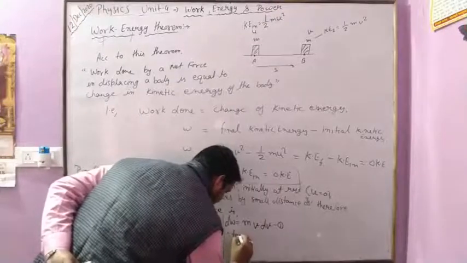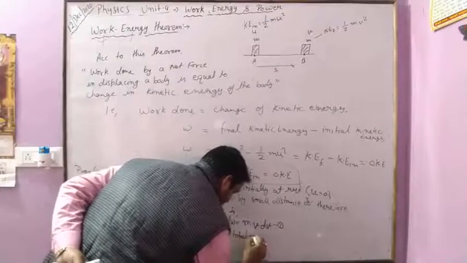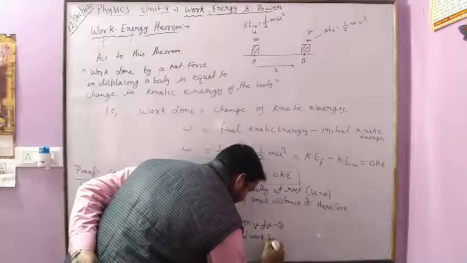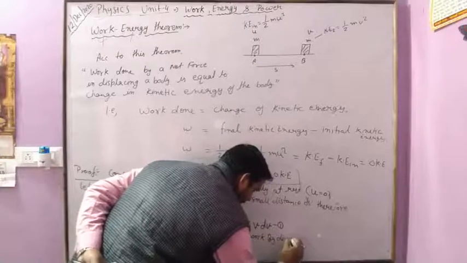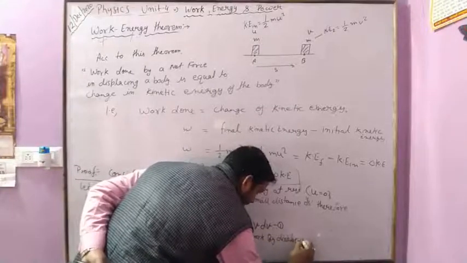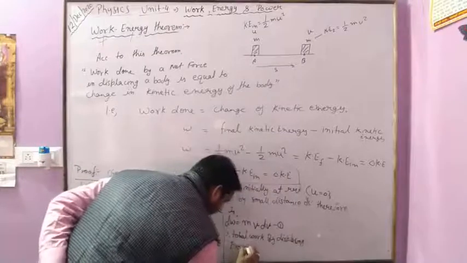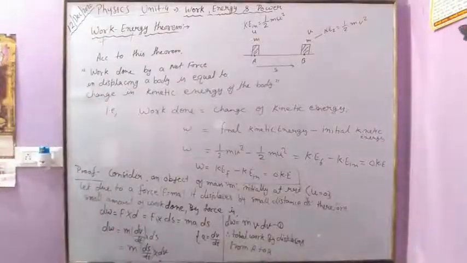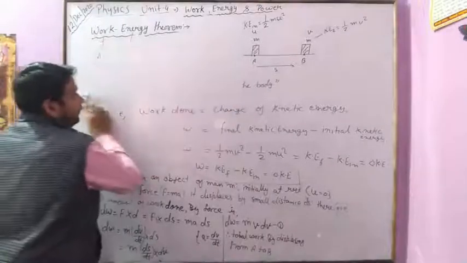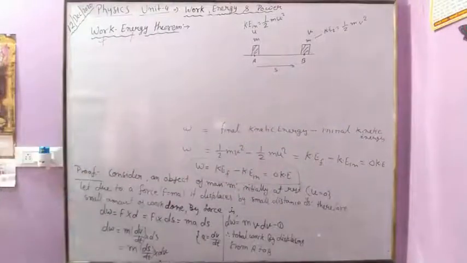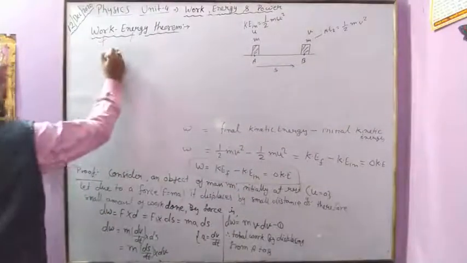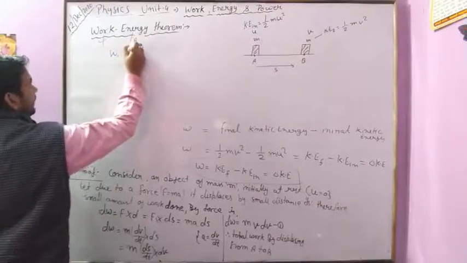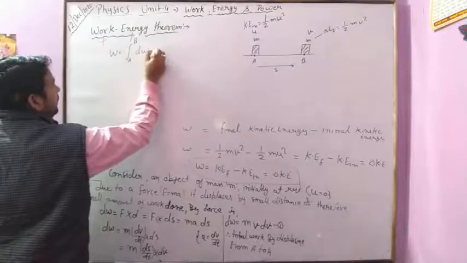Total amount, total work by displacing from A to B. Okay, total work by displacing from A to B, that W is equal to the integral from A to B of dW.